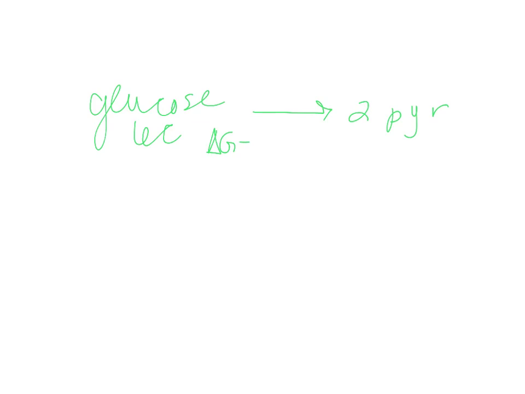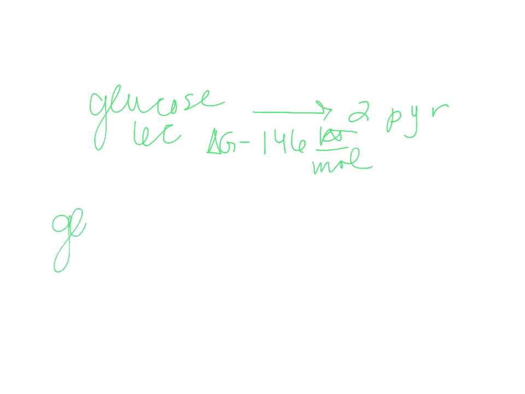Last time we had taken glucose, which is a 6-carbon molecule, and partially oxidized it to 2 pyruvates. And it turns out that releases about negative 146 kilojoules per mole.